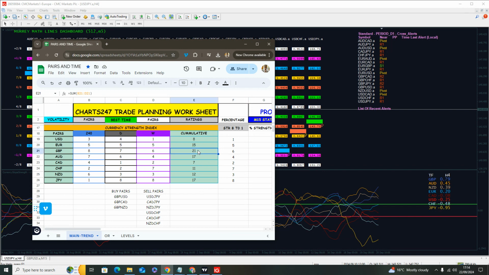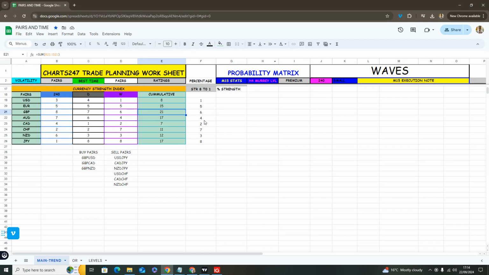We now have a new strong pair in the basket. The pound is now the strongest. So that is 8, 21, 17. We have two at 17, so we use the weekly to separate those two. This will be 7 because the weekly number on the yen is still 8. Then this one will be the 6th strongest, and then we go from 17 to 15.